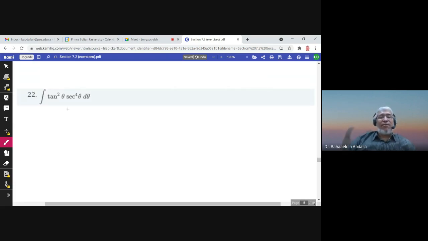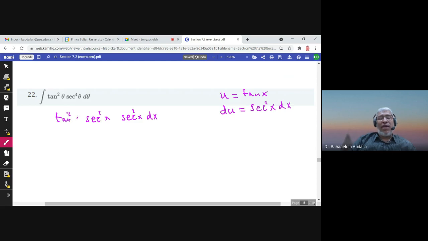Tan secant. Power of tan is not odd. If the power of secant is even, take u equals tan x. So du would be the derivative of tan, which is secant square x. So I need secant square x here and secant to the power 4, so I'll still have secant square and I also have tan square. But everything is theta, not x.